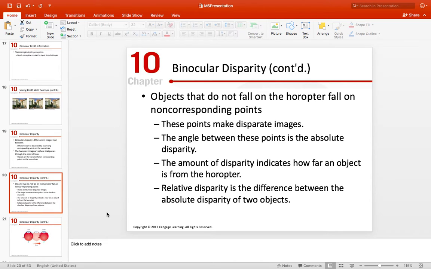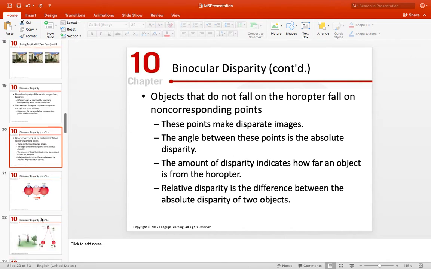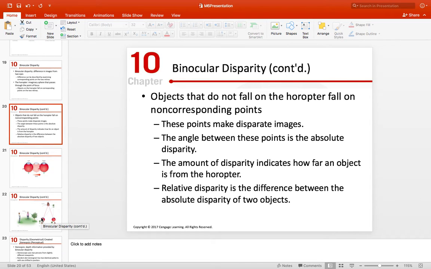Okay, objects that do not fall on that horopter, that imaginary line, produce what are called non-corresponding points, and these make what we call disparate images. They're a little different, and that disparity apparently is a cue for depth, and that disparity, by the way, is utilized to create 3D movies. That's what the glasses are doing.